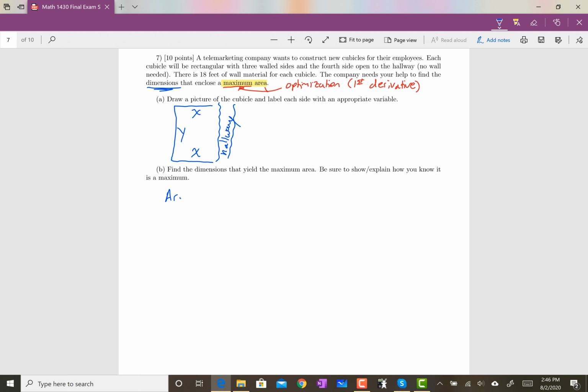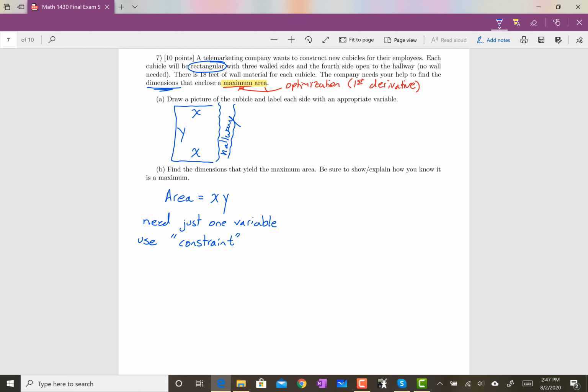So let's start with area. We already know the area of a rectangle is length times width. So in my problem, length times width is x times y. Ideally, I'd love to use this formula, but I have 2 variables, x and y. I'm going to need just 1 variable if I'm going to optimize, which means taking a derivative. So we have to use what's called a constraint.